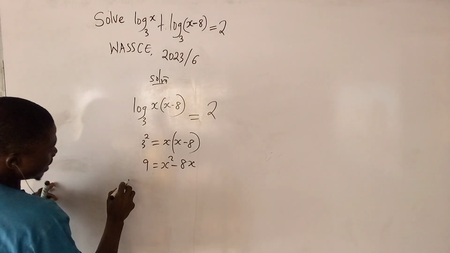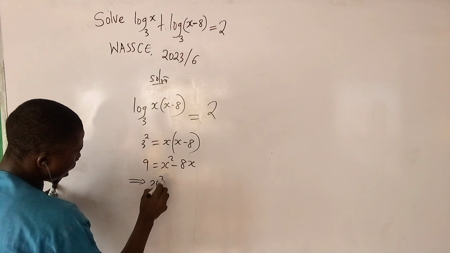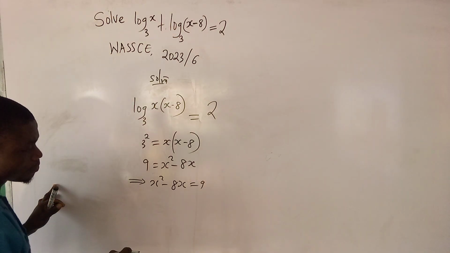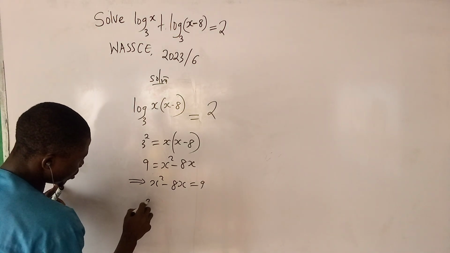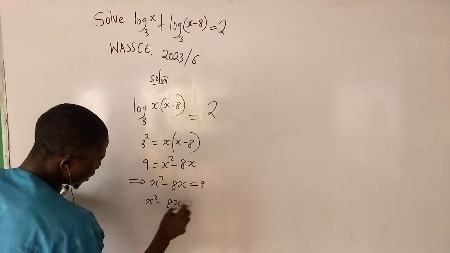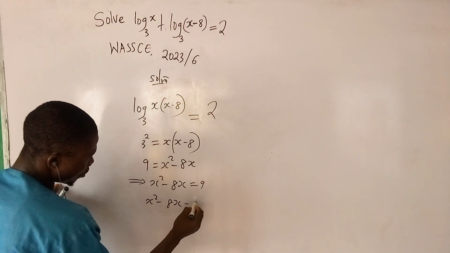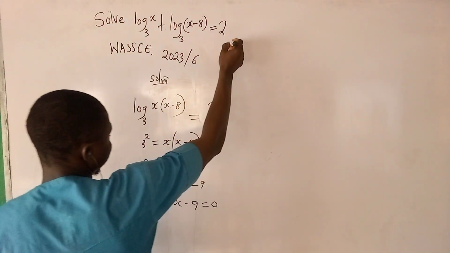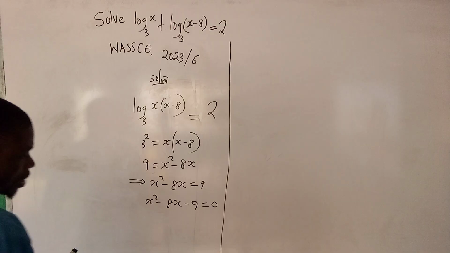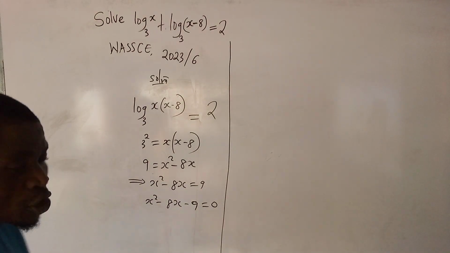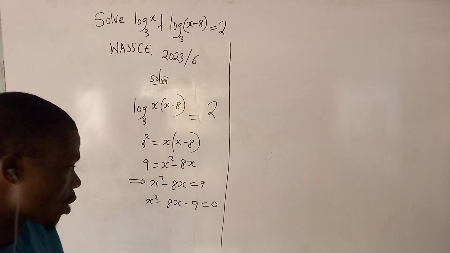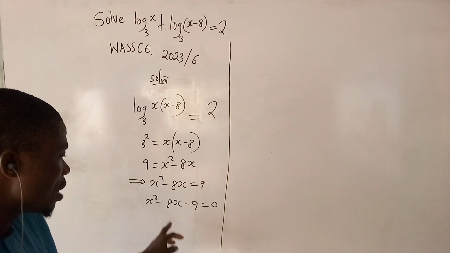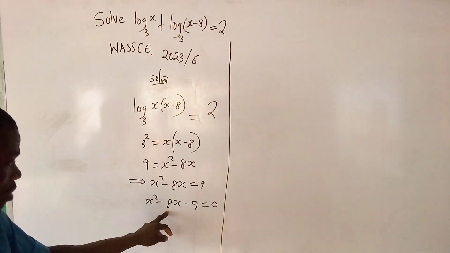If you like, this can also be written as x squared minus 8x equal to 9, right? And this can also be x squared minus 8x, take 9 this side, minus 9 equal to 0. This is a quadratic equation, and you can solve it. Look for two numbers such that their product will give you minus 9 and their sum will give you minus 8.